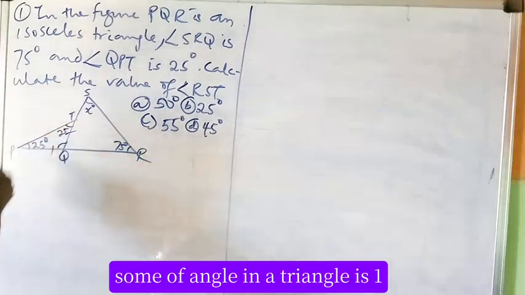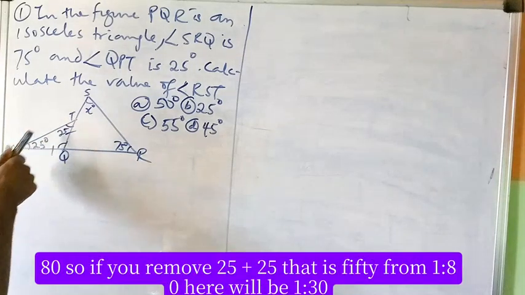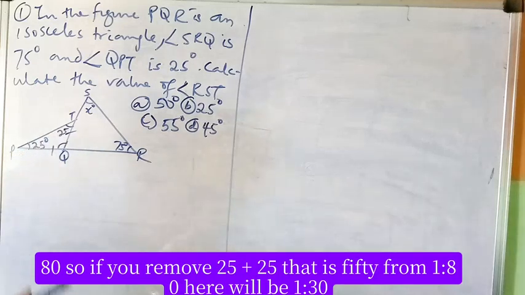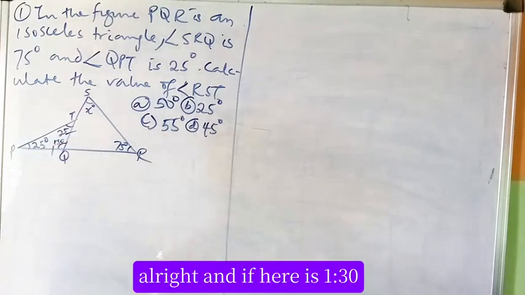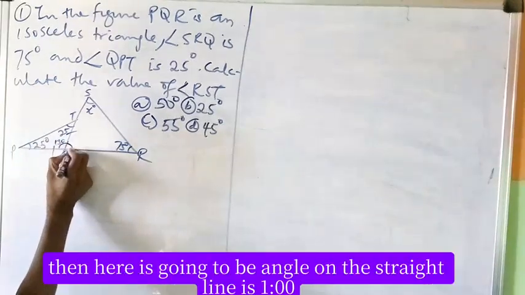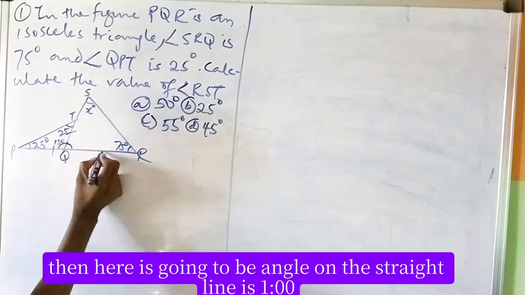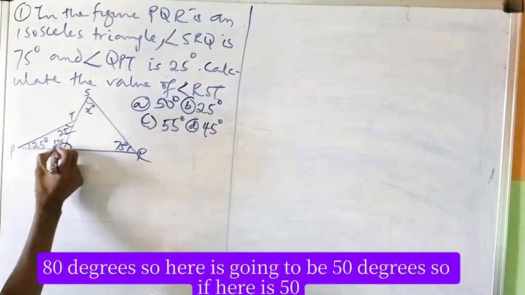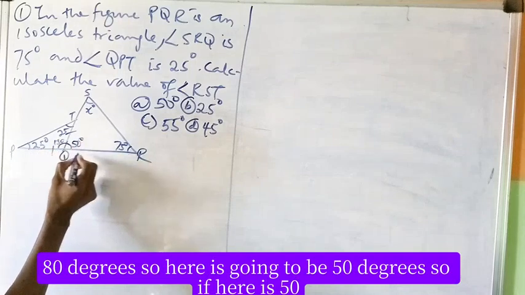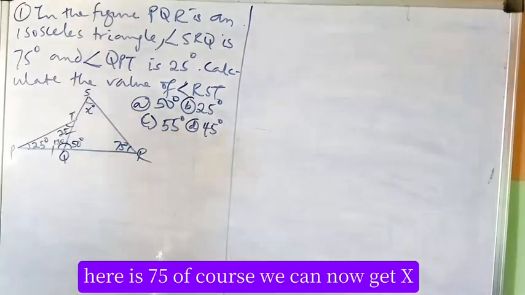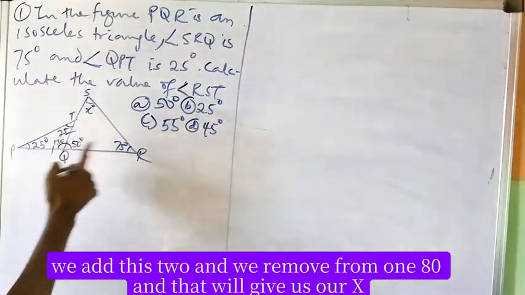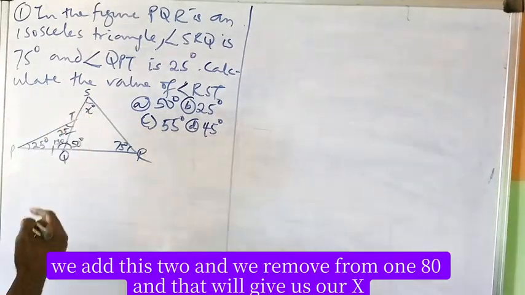So if here is 25 and here is 25, here will be what? Sum of angles in a triangle is 180. So if you remove 25 plus 25, that is 50, from 180, here will be 130. And if here is 130, then here is going to be, angle on a straight line is 180 degrees, 50 degrees. So if here is 50, here is 75, of course we can now get x. We add these two and we remove from 180, and that will give us our x.